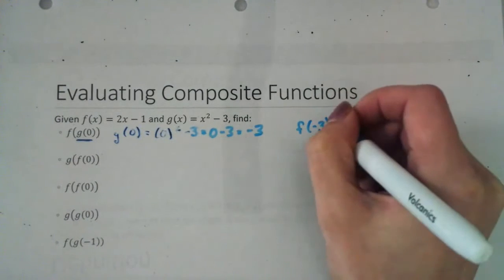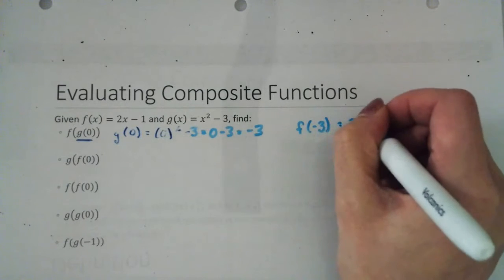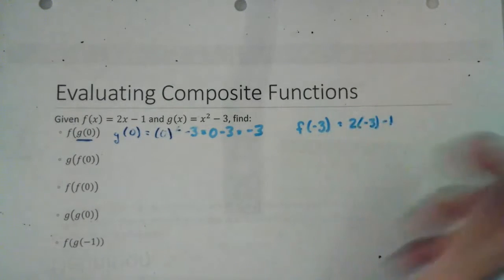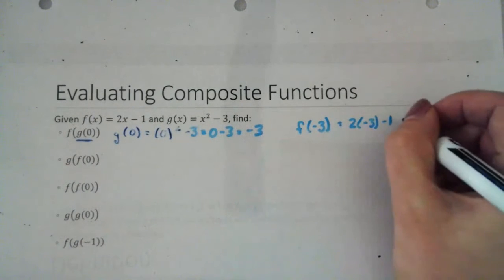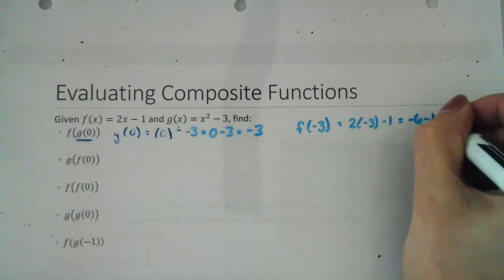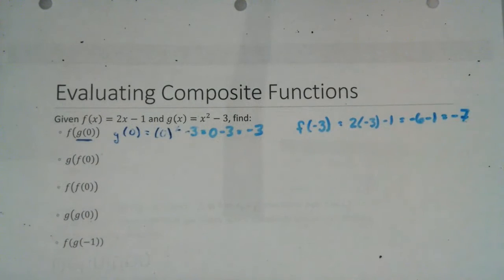F of negative 3 is equal to 2 times negative 3 minus 1 because I'm just taking my negative 3 and plugging it into f. That is negative 6 minus 1, which is a negative 7. So f of g of 0 is equal to negative 7.